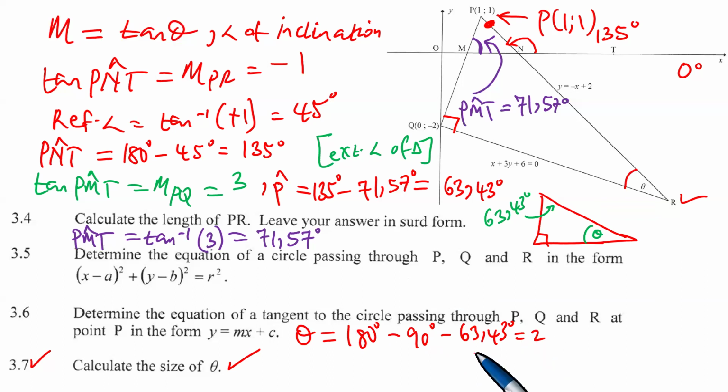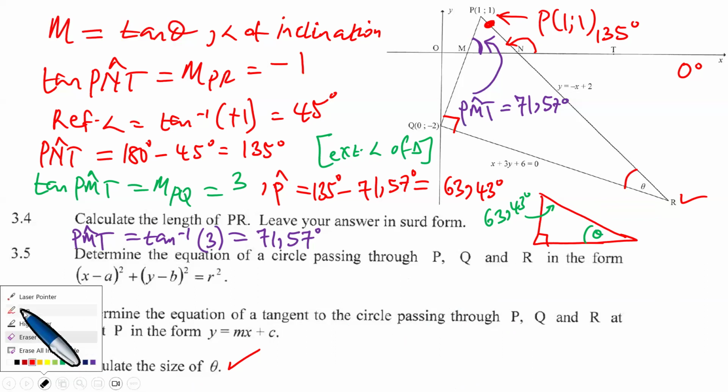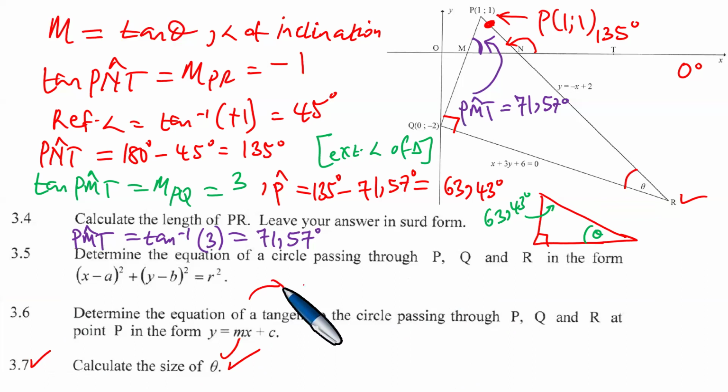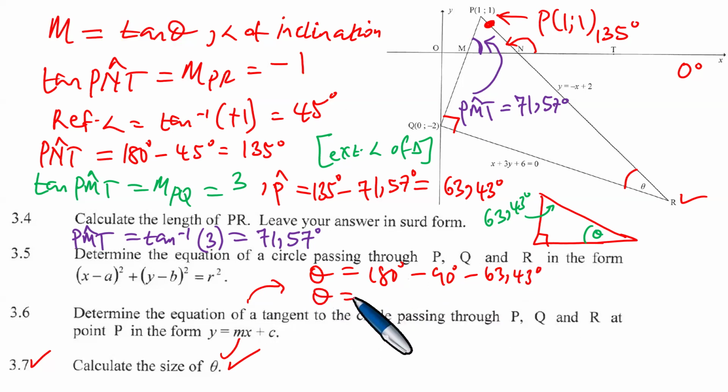We can write it a little bit above here. So the angle theta that is wanted is 180 degrees minus 90 degrees minus 63,43 degrees. The result is therefore 26,57 degrees.